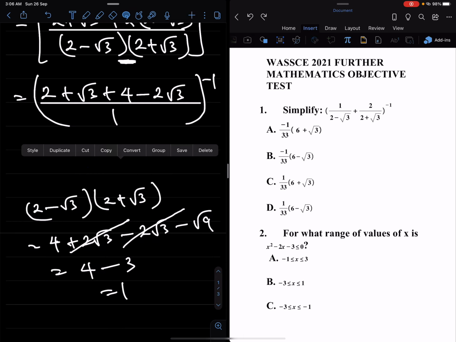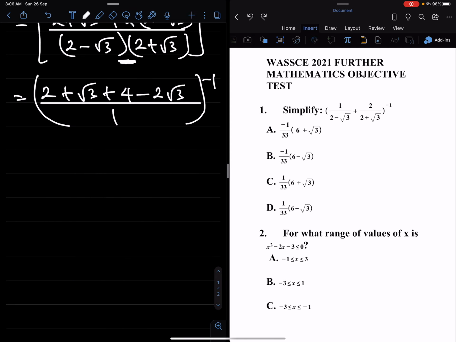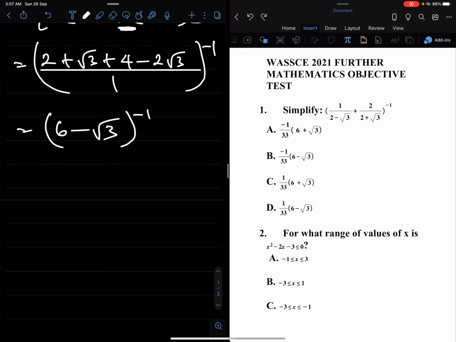Let me take this out. So we move on. The numerator gives us 6. 2 plus 4 is 6. Root 3 minus 2 root 3 is minus root 3. So that's 6 minus root 3 over 1, which is the same as 6 minus root 3. And that's 6 minus root 3 raised to power minus 1, which is 1 over 6 minus root 3.